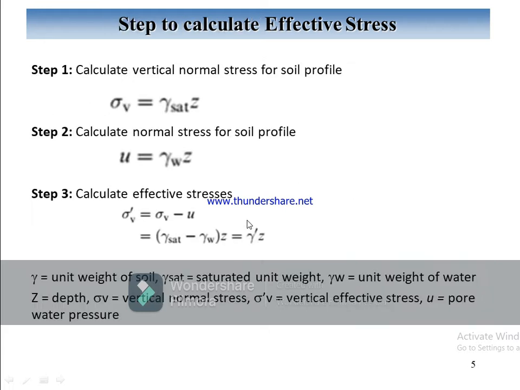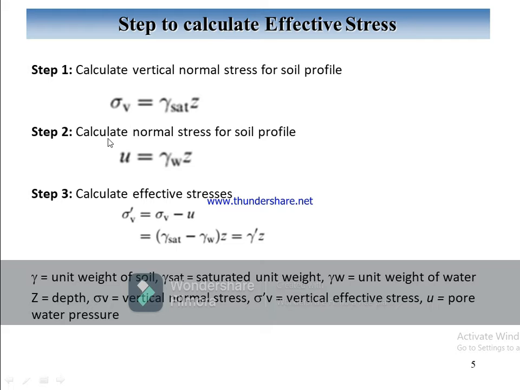Now we come to calculating effective stress in soil. First of all, we consider a soil mass having a horizontal surface, with the water table at surface level. First, we will find the vertical normal stress for the soil profile, which is normal to the horizontal plane at depth Z, and is equal to the saturated unit weight multiplied by depth Z.